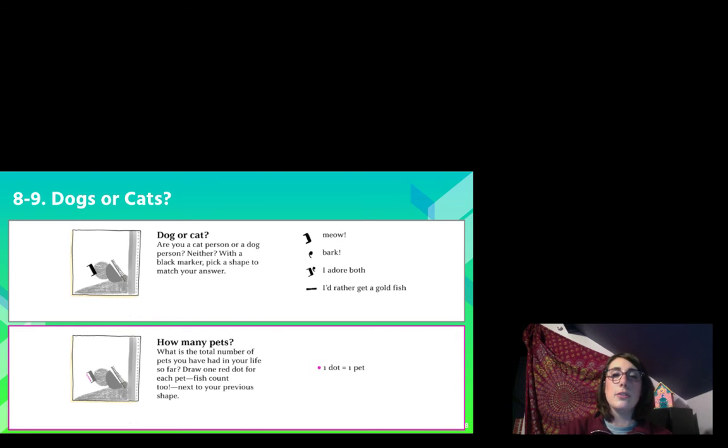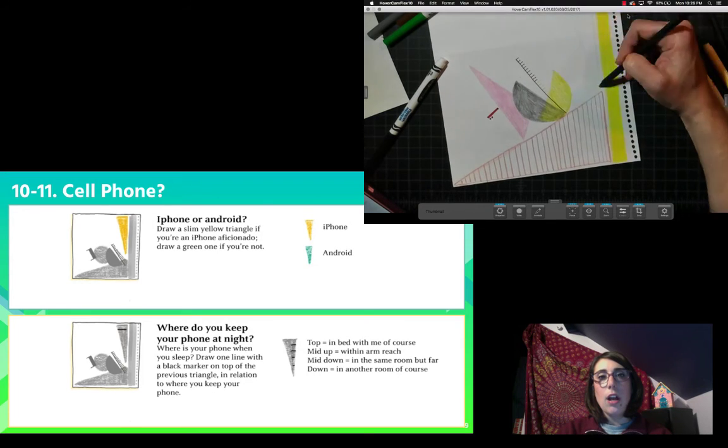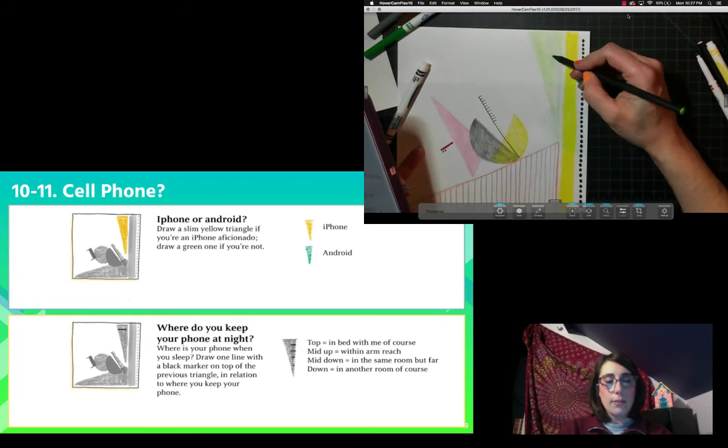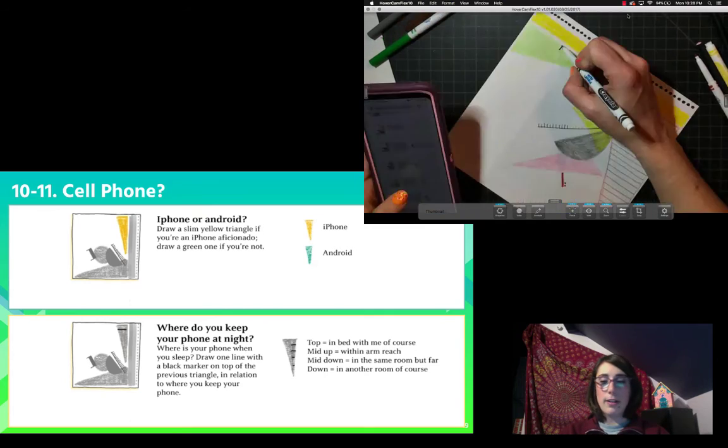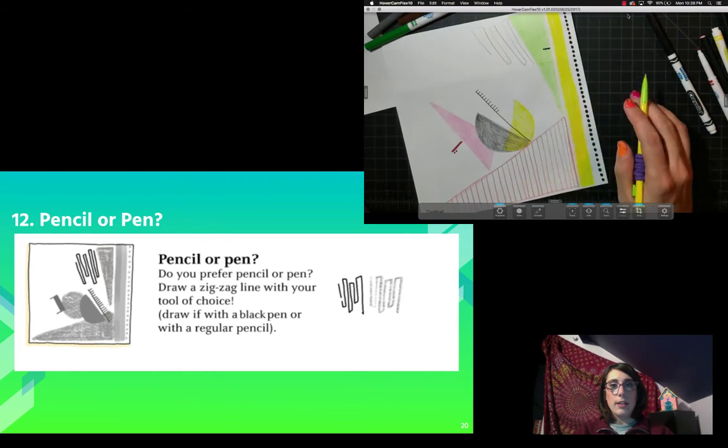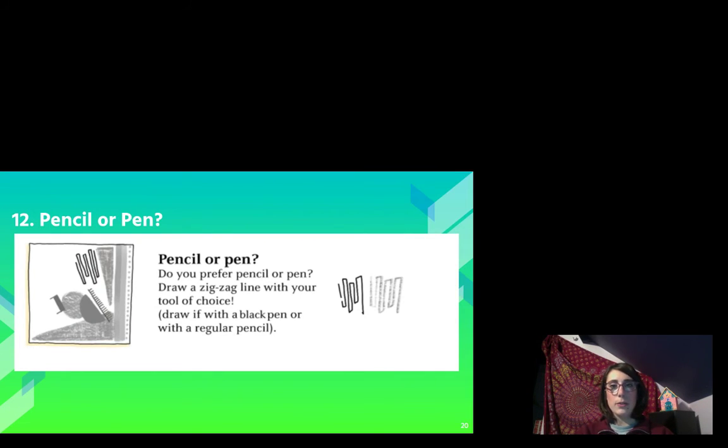It's like, how many hours did you spend on social media? So like each dot will represent how many hours, right? If you have an iPhone or an Android, where do you keep your phone at night? Do you prefer pencil or pen when you're writing? So just draw a zigzag with your tool of choice.